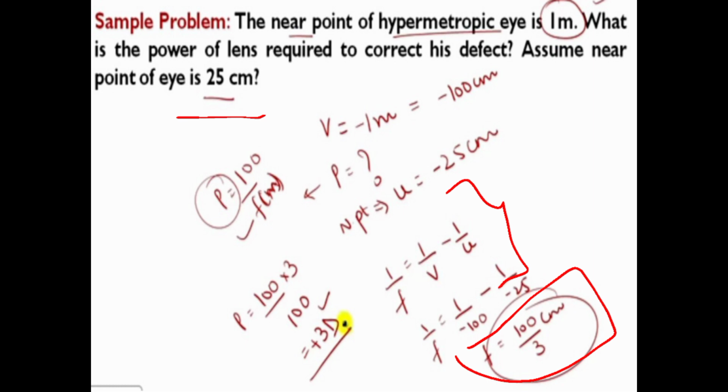Then power is equal to 100 upon F, where F is in meters. Here we are given the focal length in centimeters, so we'll divide it by 100. So 100 upon 100 upon 3. This 3 will go beside the 100, so 100 into 3 upon 100. 100 cancels, so we have the power plus 3 diopter. See, we got the power of the lens required to correct this defect, which is plus 3 diopter.